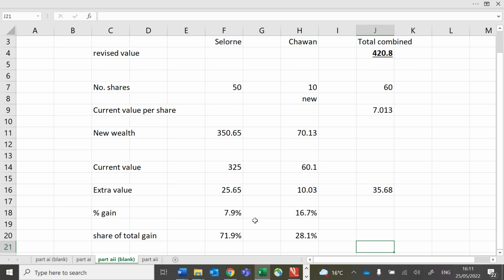We could work out how much that extra value is compared to the current value. So that's an 8% uplift. And it's much higher for Q20. Or we could take that total value of 35 and show the split between Selorne and Q20, which is what the wording of the question does ask us to do. So 25.65 of that 35.68 is 71.9, and the remainder belongs to Q20, and we can make some brief comments as a result.